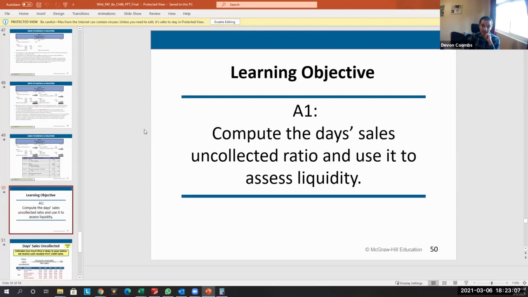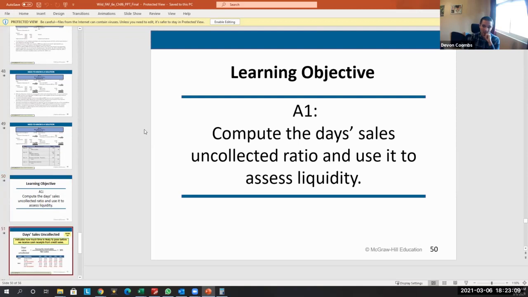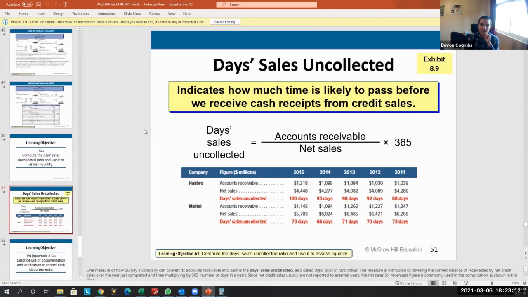So the last piece here is the days sales uncollected ratio. What we're going to get into in the next few lectures is accounts receivable. Sometimes we have sales in receivables, and it takes a while for us to collect, and this is a way for us to manage that. Someone asked earlier, how do we know if we're doing a good job on our collections and collecting cash quickly? Well, we use this metric to see how we can improve it over time. It's your accounts receivable over net sales times 365.